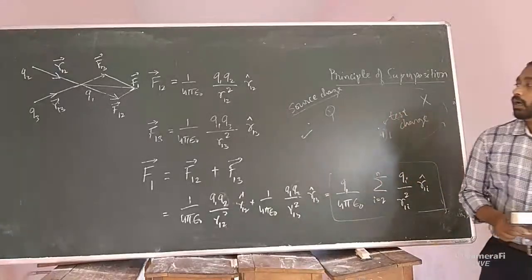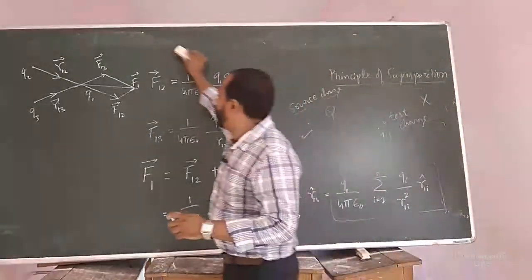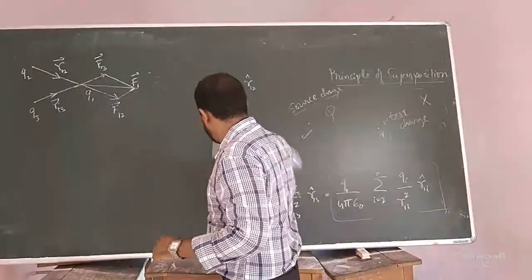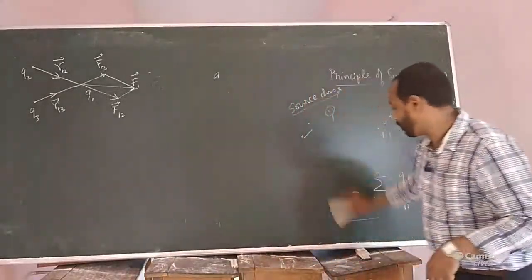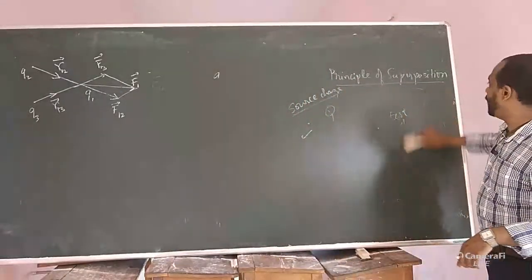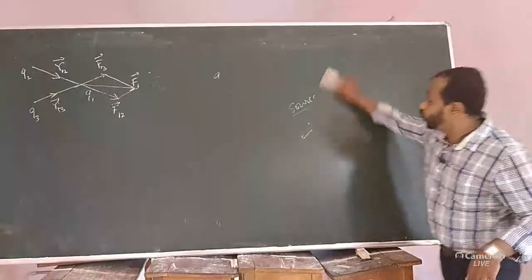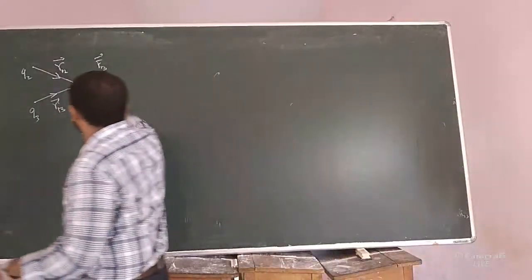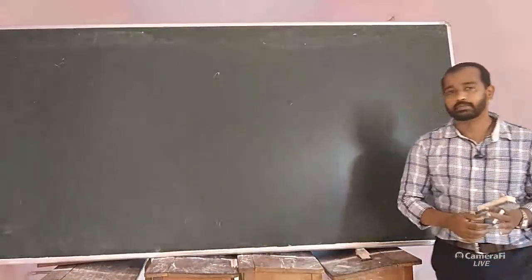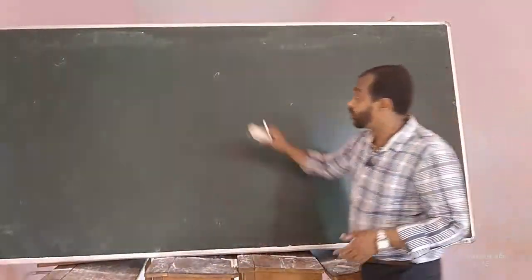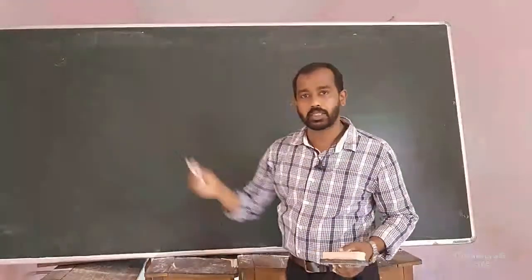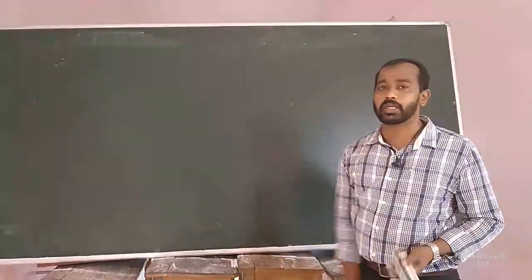So now we are going to consider the mathematical expression for the electric field due to a point charge, and also in general, how we express the electric field. First, we have to again consider Coulomb's law. This definition is based on Coulomb's law itself.